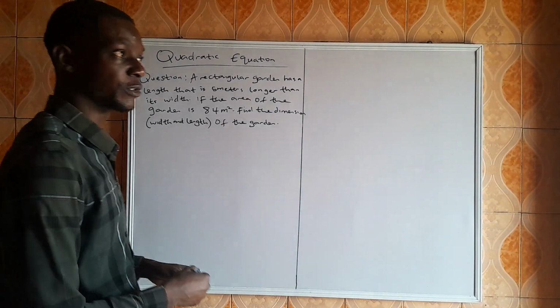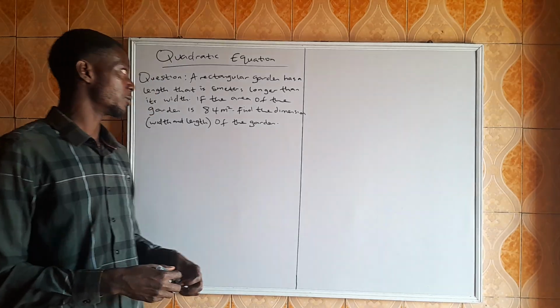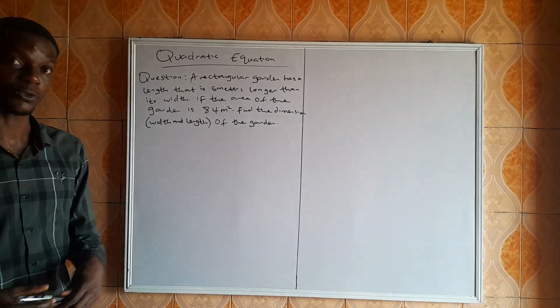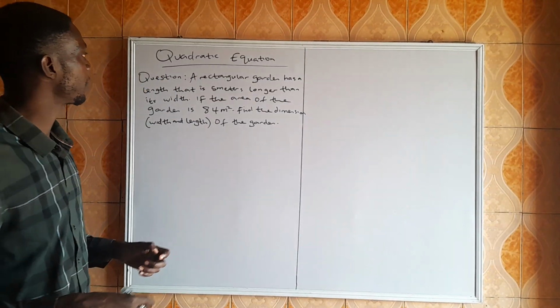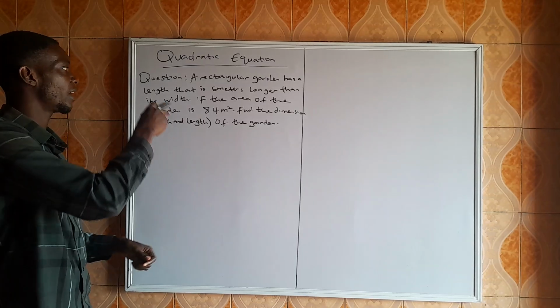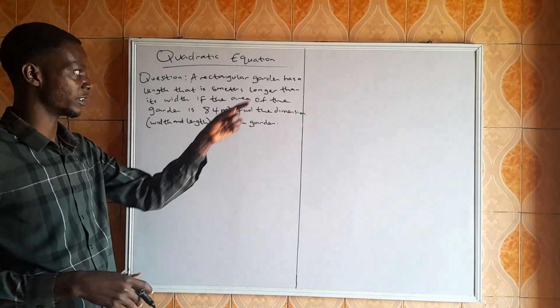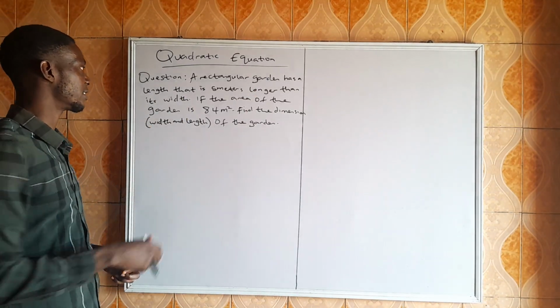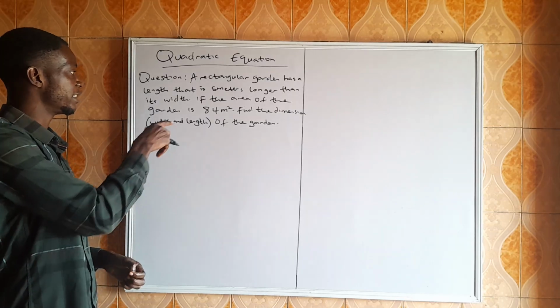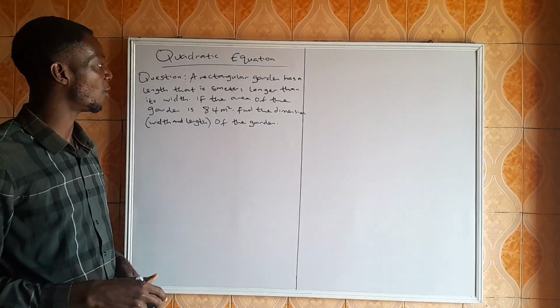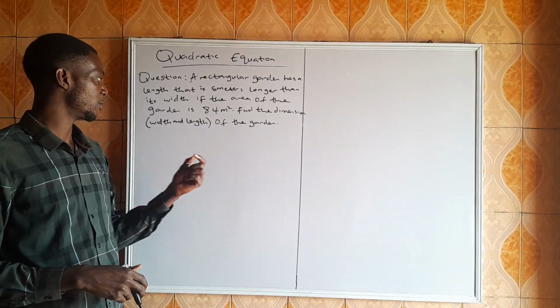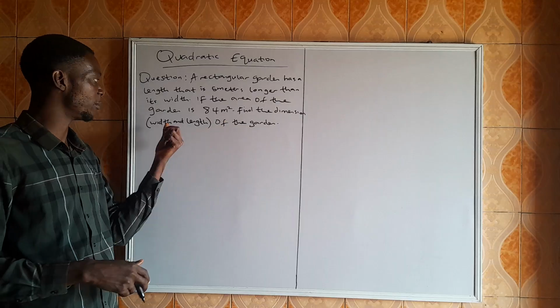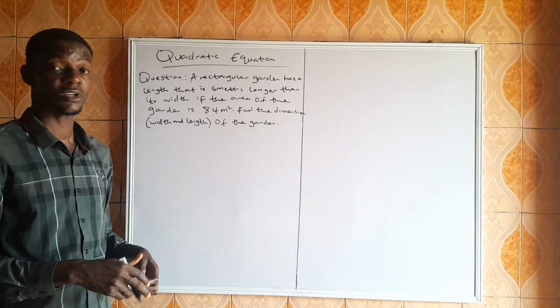Hello everyone. Let's check out this question. Still under this topic, the quadratic equation. Now we have a rectangular garden that has a length that is 5 meters longer than its breadth. If the area of the garden is 84 meters squared, find the dimensions, the width and length, of the garden.